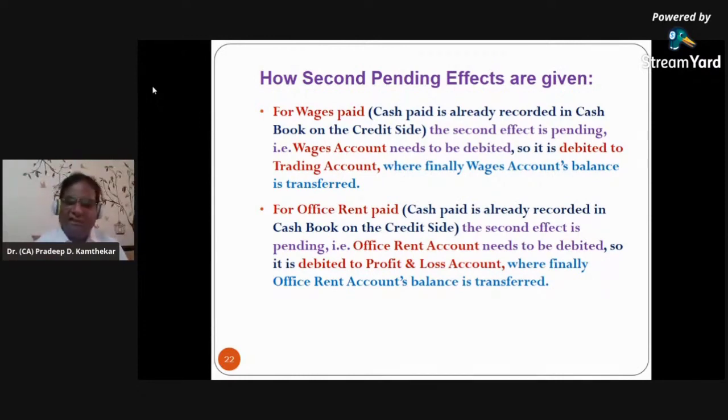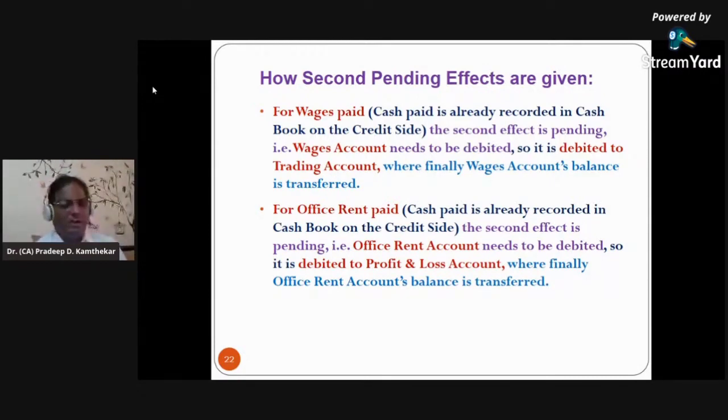But as we believe in double entry bookkeeping system, the second effect is to be given. Now, the second effect was to be given in the wages account, and wages account is an expense account, and it comes in the general ledger. But that businessman doesn't know what is general ledger. He doesn't know what are accounts. So that's why he has not prepared wages account. And this second effect, which is to be given in the wages account, in this conversion method, we give by debiting that wages amount to trading account.